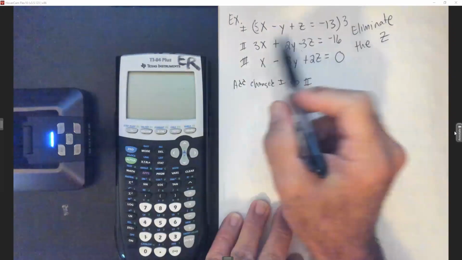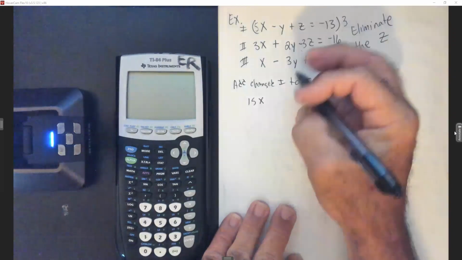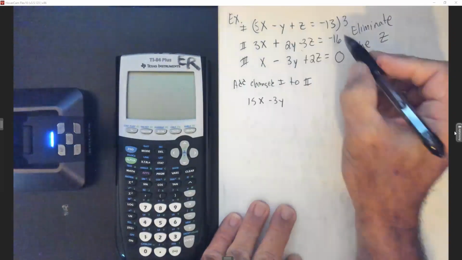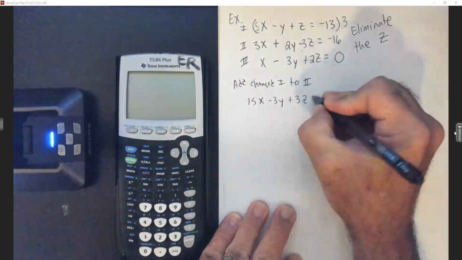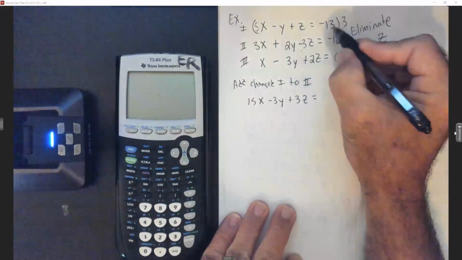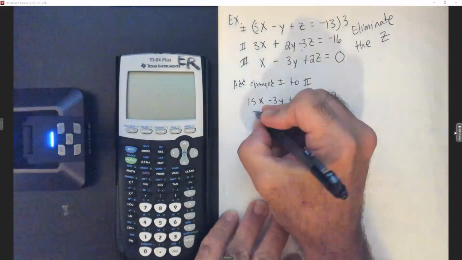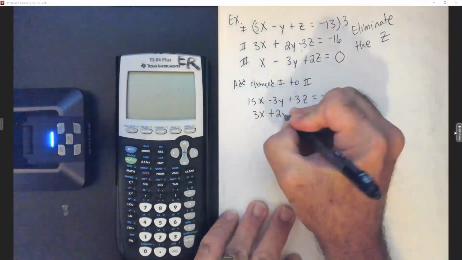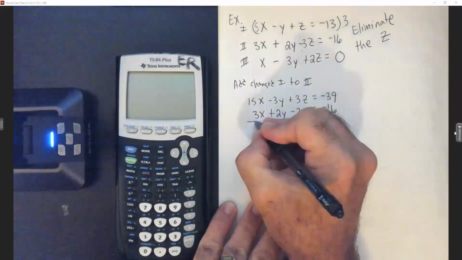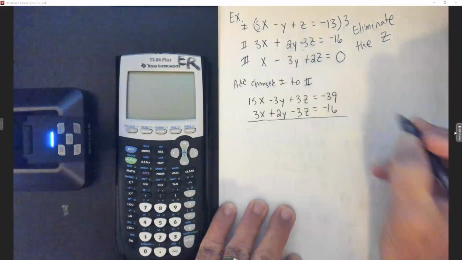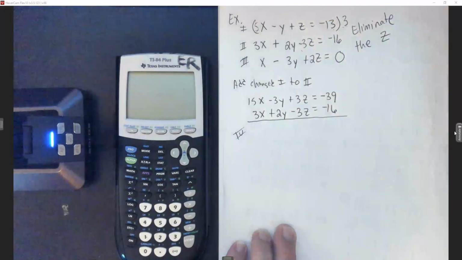So 5 times 3 will give me 15x. 3 times negative y gives me a negative 3y. 3 times z gives me a positive 3z. And then 3 times negative 13 gives me a negative 39. Then we'll bring in row 2, which was 3x plus 2y minus 3z equal negative 16. So when I add these, remember that'll be my row 4 that I get, okay? All right, so let's see what happens.